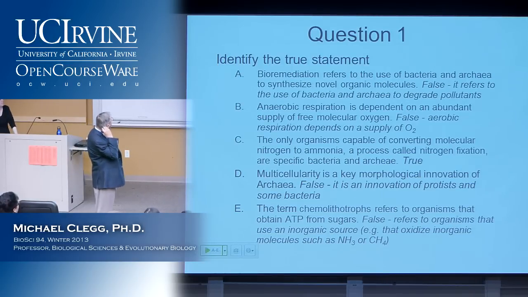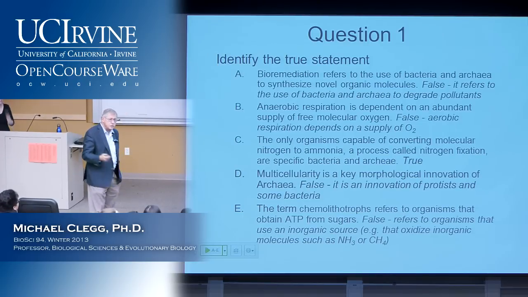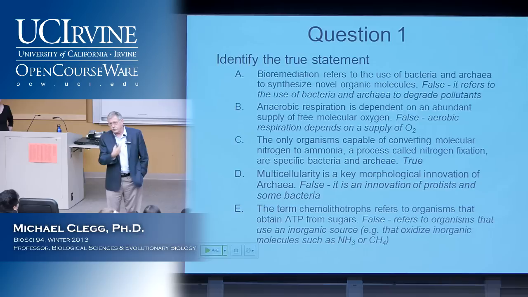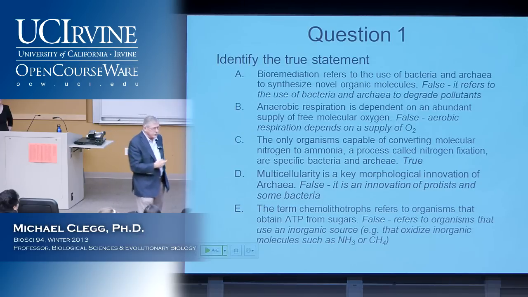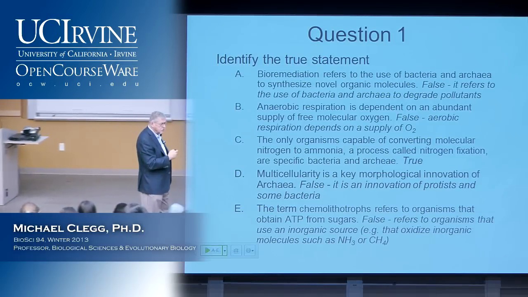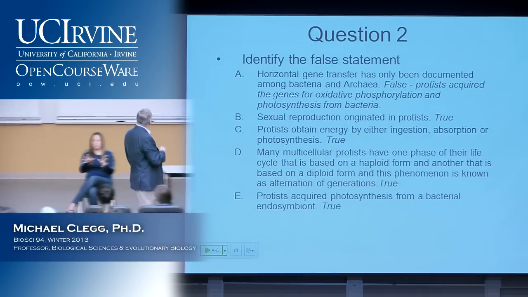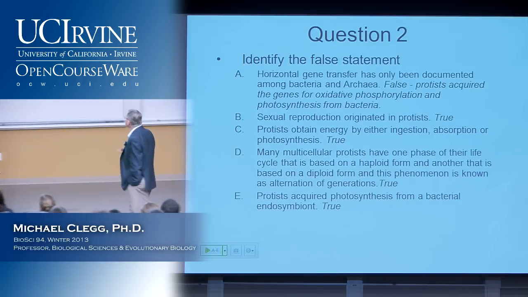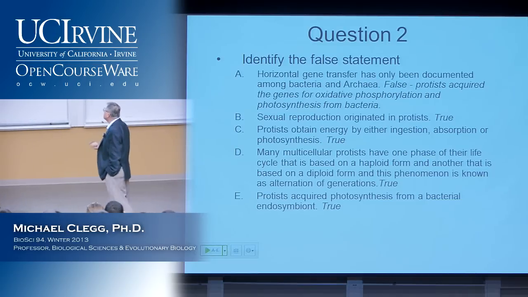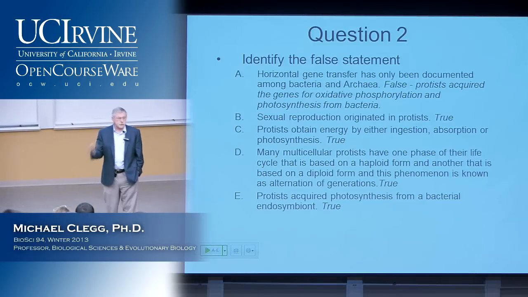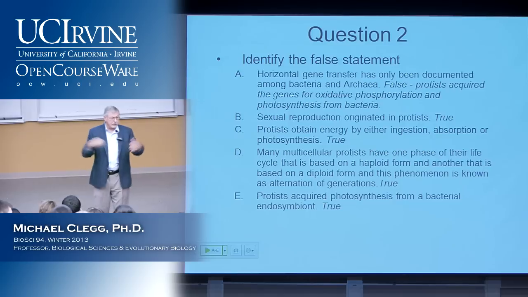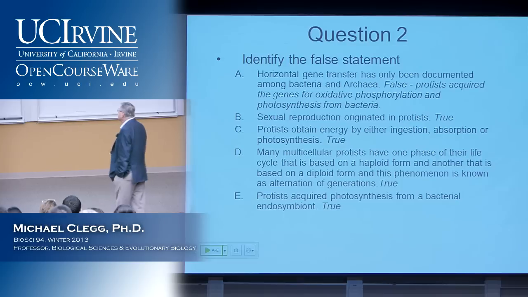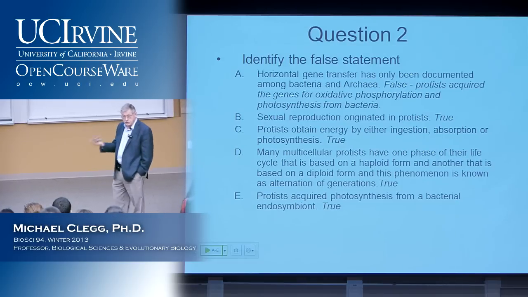So one of the things to notice here is it says identify the true statement. And then the next two say identify the false statement. So be careful to read the header, because they'll be mixed up like this in the midterm as well. Question two, identify the false statement. Horizontal gene transfer has only been documented among bacteria and archaea. Well, that's false, because we talked about the example of the acquisition of chloroplast and photosynthetic genes by eukaryotes. Sexual reproduction originated in protists. That's true.